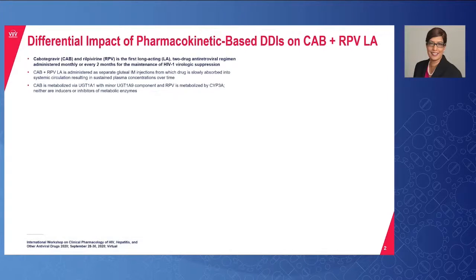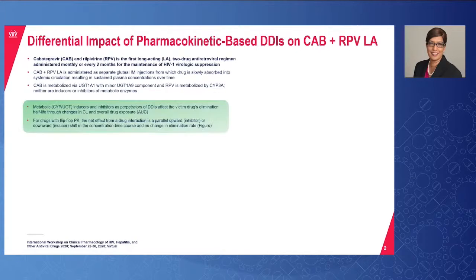CAB and rilpivirine long-acting are administered as 2 separate gluteal intramuscular depot injections from which the drugs are slowly absorbed into the systemic circulation, resulting in sustained plasma concentrations over a 1-month or every 2-month dosing interval. CAB is metabolized via UGT1A1 with a minor UGT1A9 component, and rilpivirine is metabolized by CYP3A. Importantly, neither are inducers or inhibitors of metabolic enzymes.